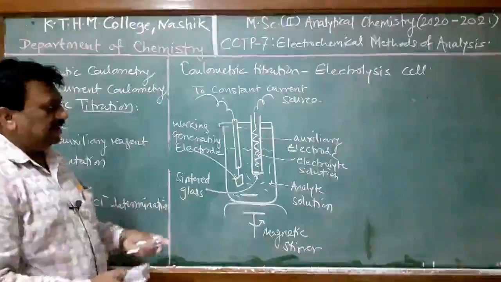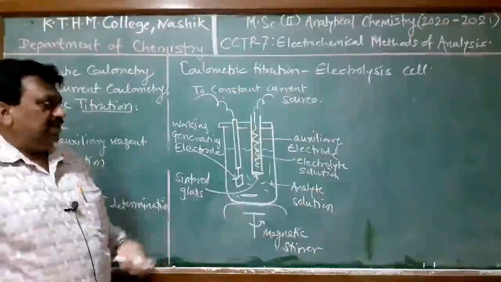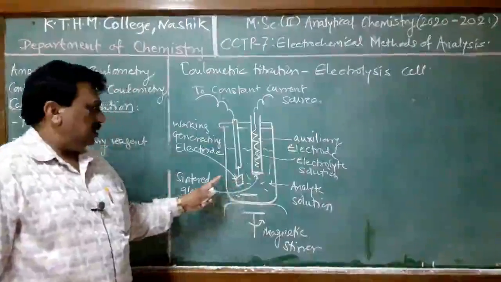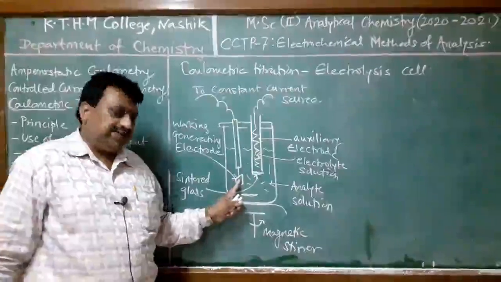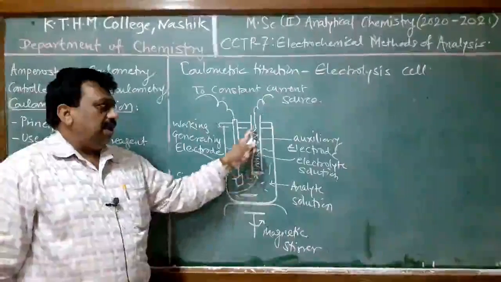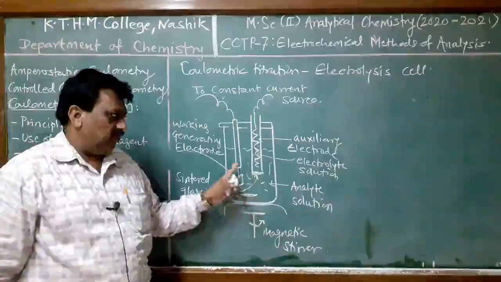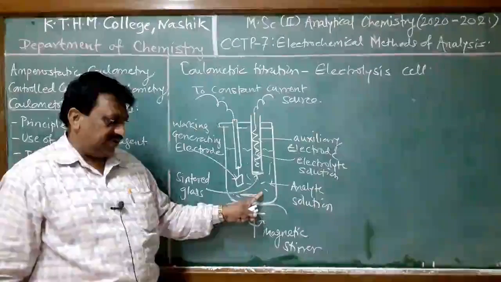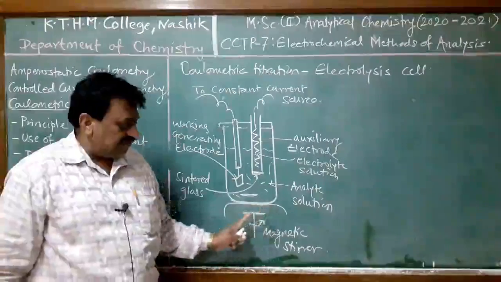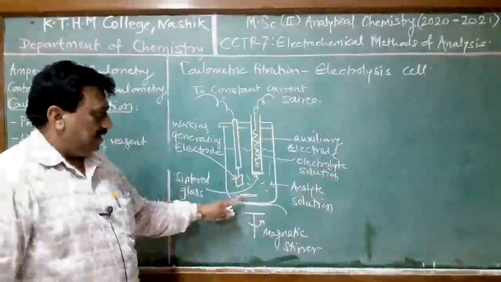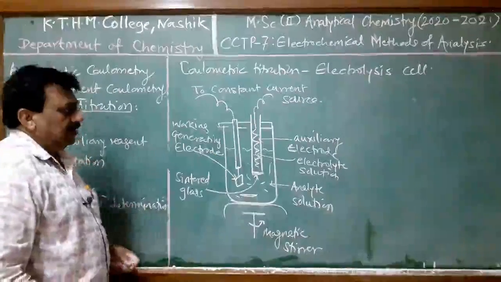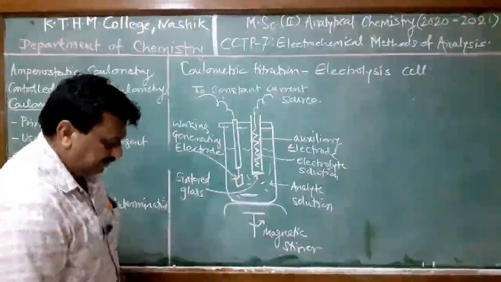This is the apparatus that is used in the coulometric titration. This is nothing but an electrolysis cell. This electrolysis cell consists of two electrodes. Out of that, one is the working electrode, also called the generating electrode. Another is the auxiliary electrode. Both electrodes are placed in an analyte solution. Here, this electrolysis vessel is placed on a magnetic stirrer in order to nullify the convection effect.